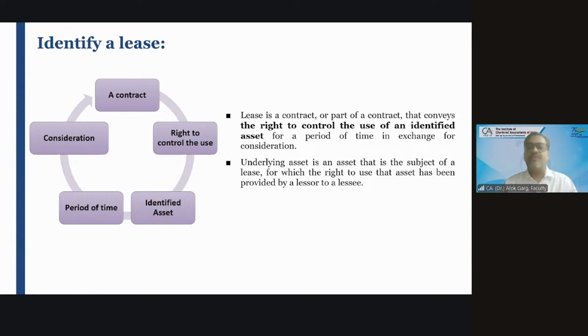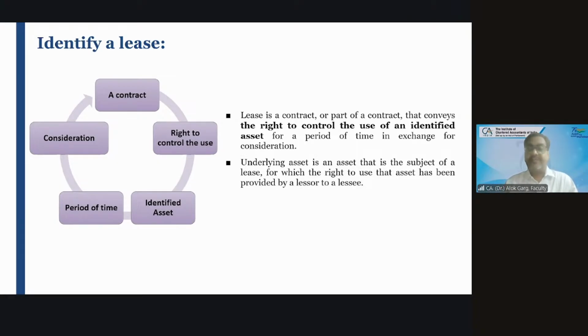And we understood that there are four pillars of a lease contract. Number one, there must be a right to control the use of an identified asset over a period of time in exchange for a consideration. What are the four pillars? Number one, there must be an identified asset. Number two, there must be a transfer of right to control the use of an identified asset. Number three, the lease term has to be there. Number four, lease payments have to be there. Consideration has to be there, right?